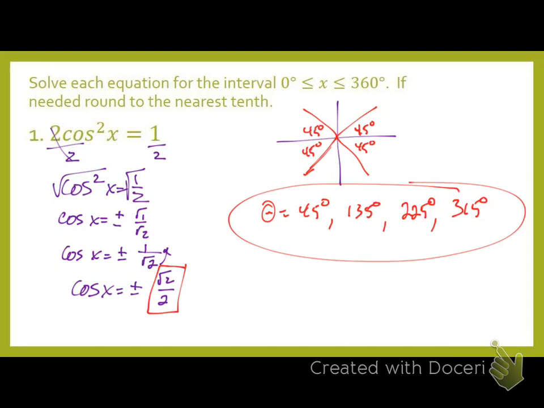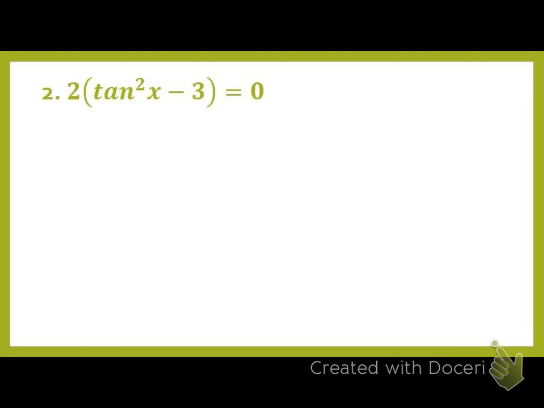Okay? And so again, we're just getting cosine squared by itself. We square root both sides, just making sure that we include the plus or minus, which adds some additional solutions that we have to go find. All right? Next one. Next one looks like this, right? So 2 tangent squared minus 3 equals 0. But it's the same thing.